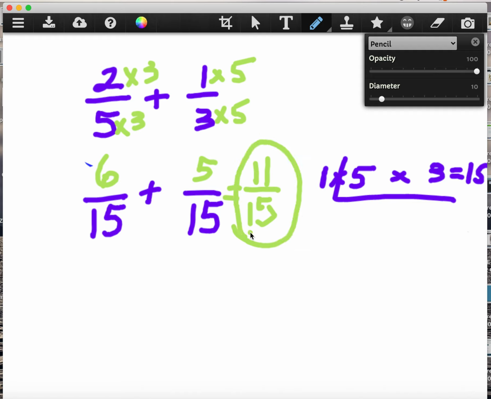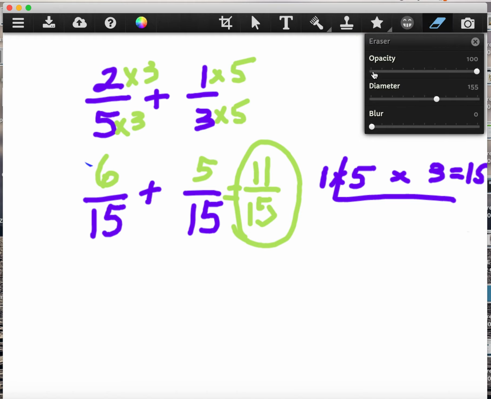Okay? All right, so now the same exact thing happens with subtraction, guys. You do the exact same process. The only difference is you're subtracting the numerators. So let's take the same problem, and let's assume that it was subtraction. Okay? Let's make it subtraction.